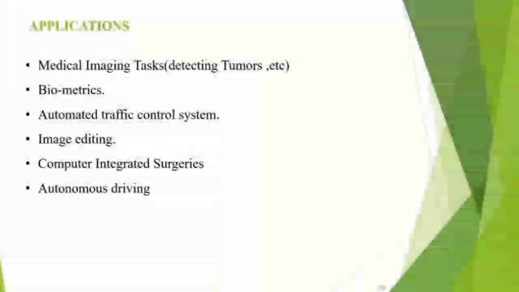Here are the applications. We can use our image processing techniques in various fields such as medical imaging, where we use this technique to identify stages of cancer. By forming the pixels, it matches with the image of the cancer stages, thereby giving us information on what stage the cancer exists at. It can also be used in detecting tumors. Other than the medical field, it can also be used in biometrics, automated traffic control systems, image editing, computer-integrated surgeries, and autonomous driving.